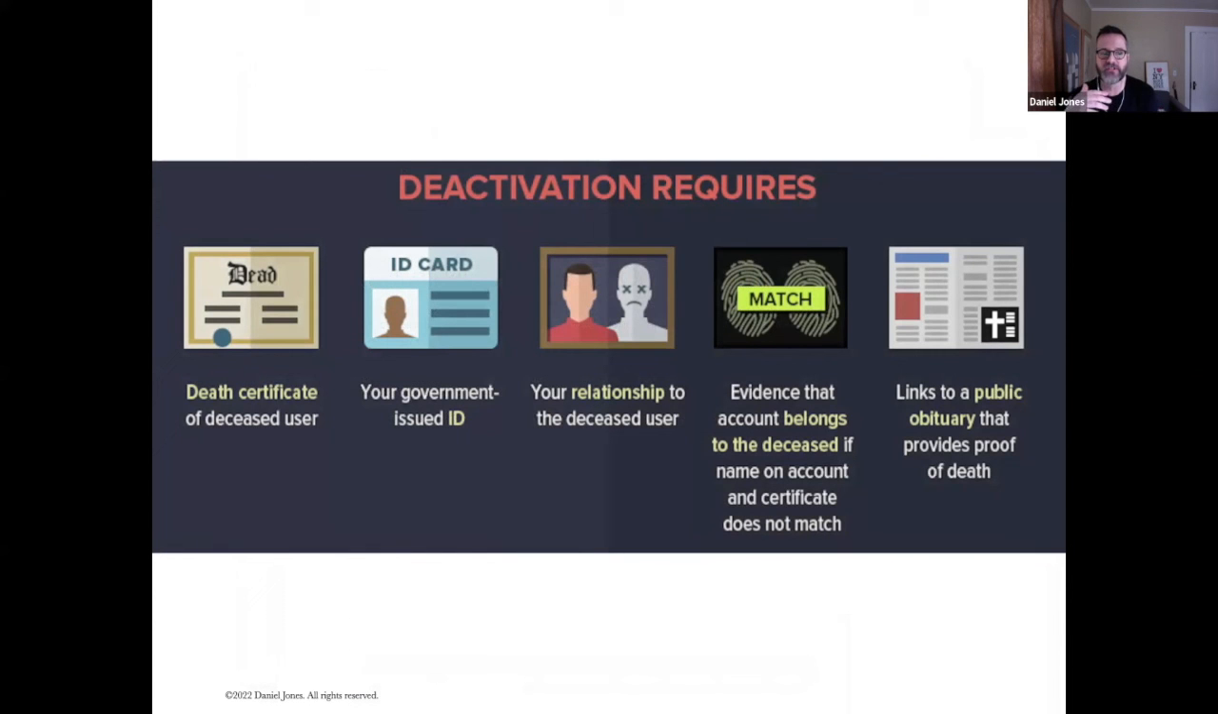Many times, just about in all these cases, if you have not set up or designated someone ahead of time, then the person trying to access your account has to have proof. They might have to provide a death certificate to that company for that account, or a government issued ID. They may have to prove their relationship with the deceased user. They might have to provide a public obituary as well for proof that the person is deceased.